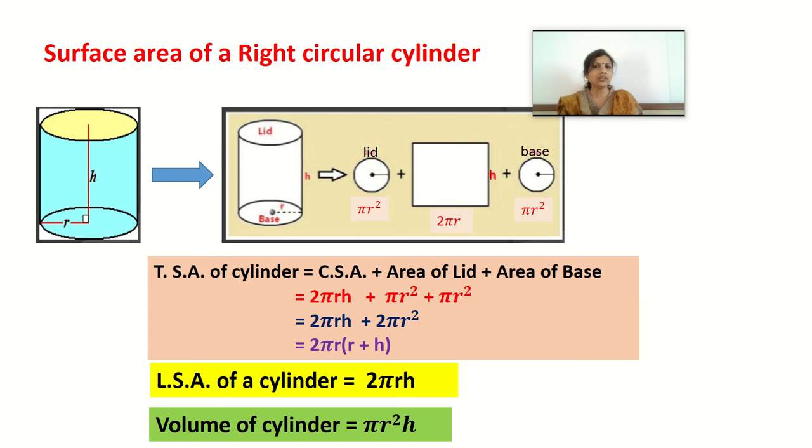Then comes lateral surface area. As I said, in lateral surface area, we do not consider the top and the bottom. Therefore, lateral surface area of a cylinder is equal to 2 pi r h, that's the curved surface area. And volume of cylinder is given by the formula pi r square h. So again, 3 formulas you have to keep in mind.